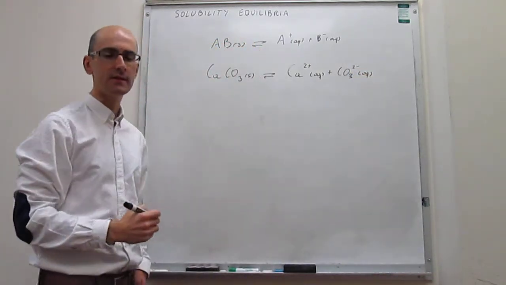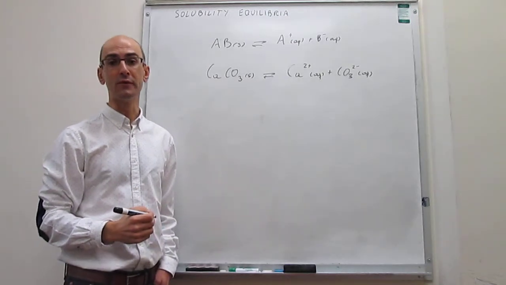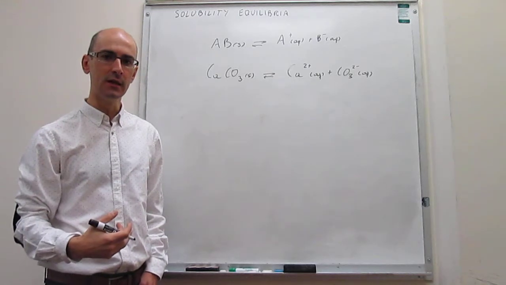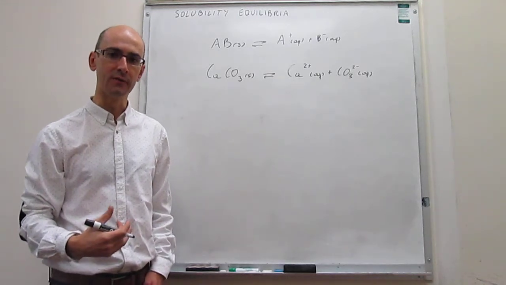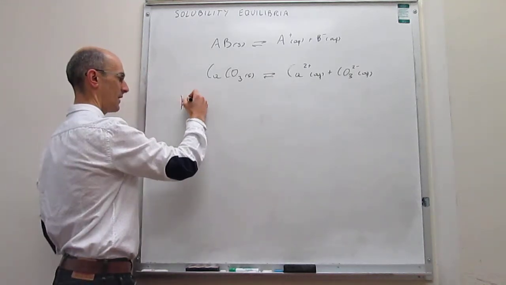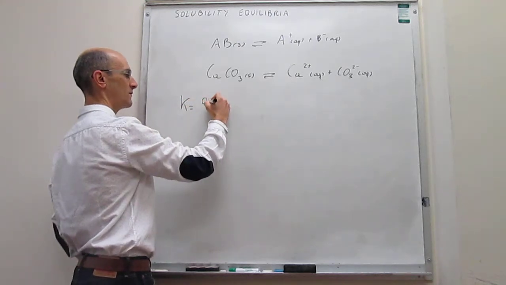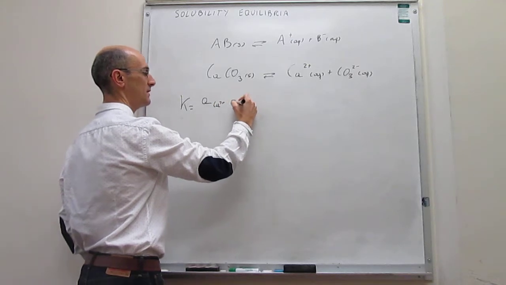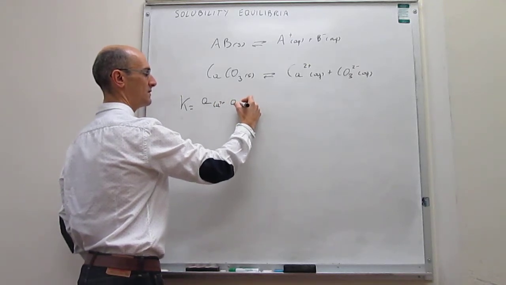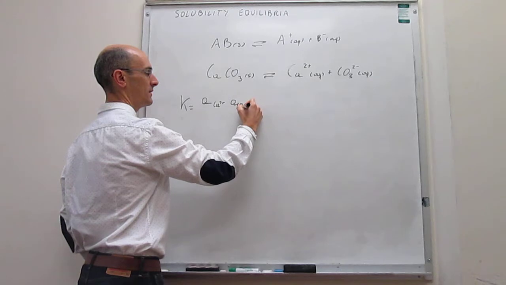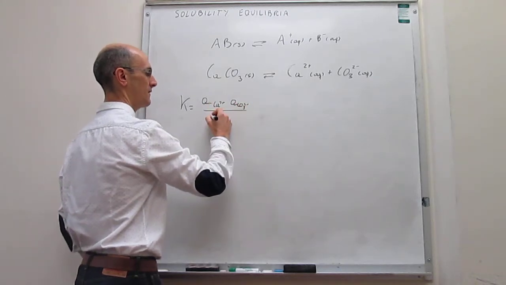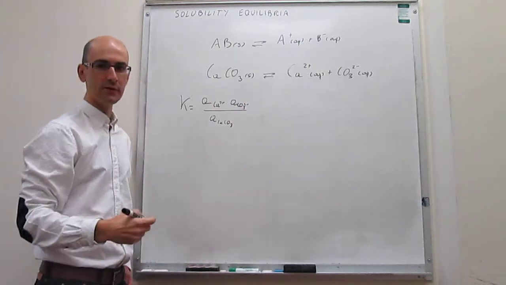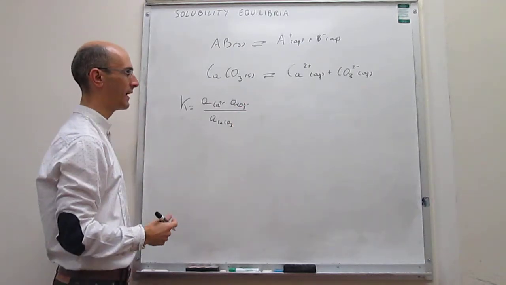But the equilibrium constant for this process is very, very small. Let's see how we would write the equilibrium constant for this process. This K would be simply the activity of products to the power of the stoichiometric coefficients divided over the activity of reagents: calcium, carbonate 2 minus, and then the activity of calcium carbonate. Here all of the stoichiometric coefficients are 1, so we don't have to worry about the powers.